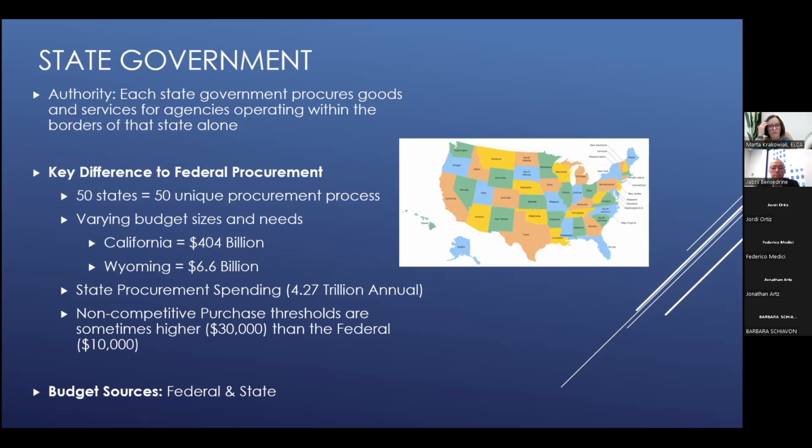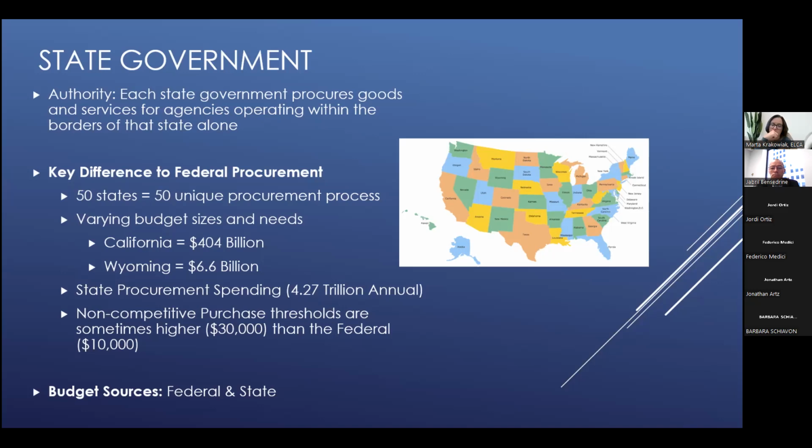Another key difference here is the non-compete thresholds, and we'll get into the purchasing levels later on in this presentation, but they can be higher at the state level, because each state can set their own rules. Some states say, okay, if you're going to sell me something that's $30,000 or less, the person buying at the state level can buy that without a competitive bid. Whereas at the federal level, that can vary between 10 and 20,000. So there are some key differences there.